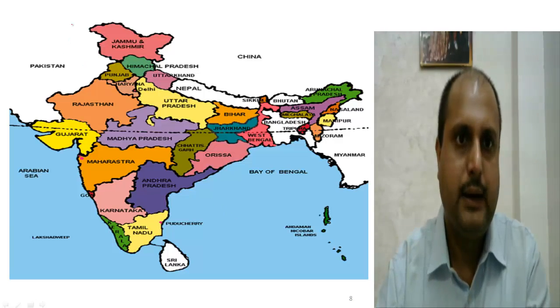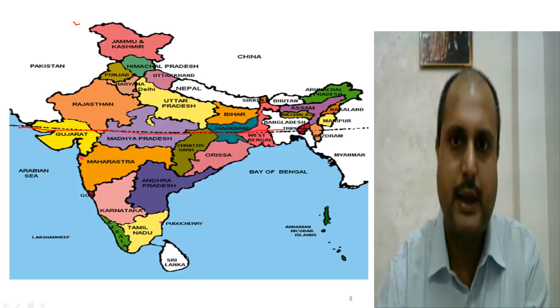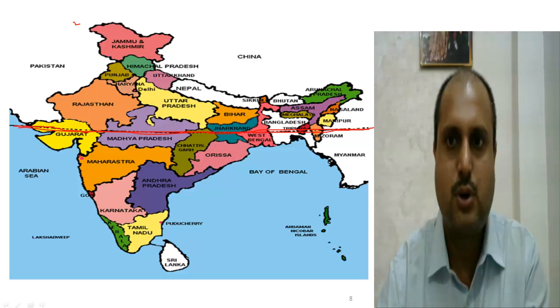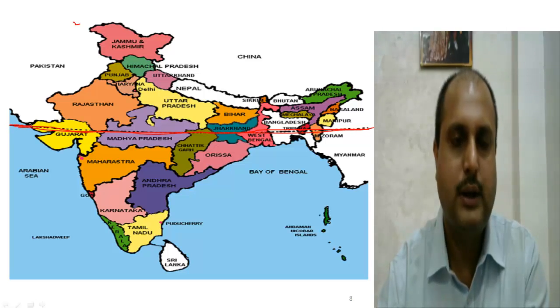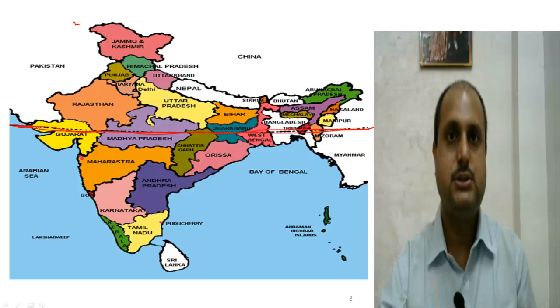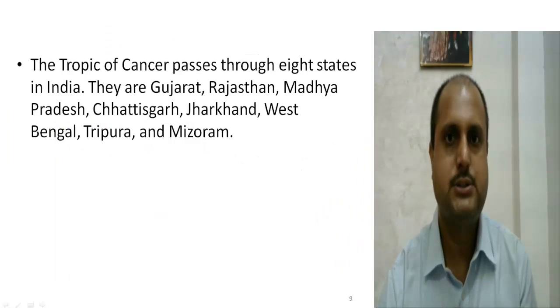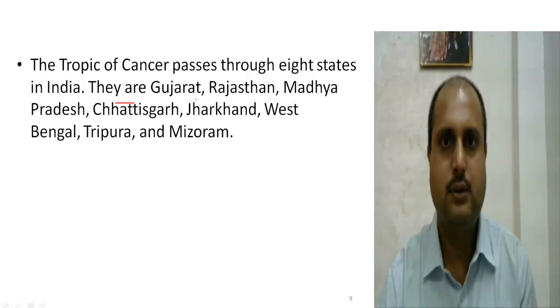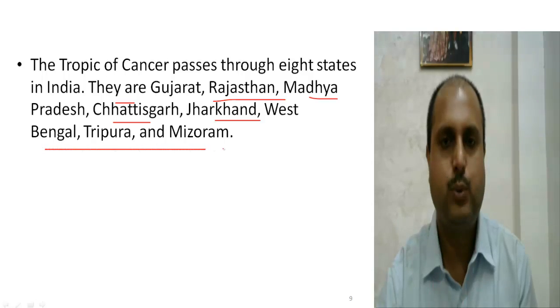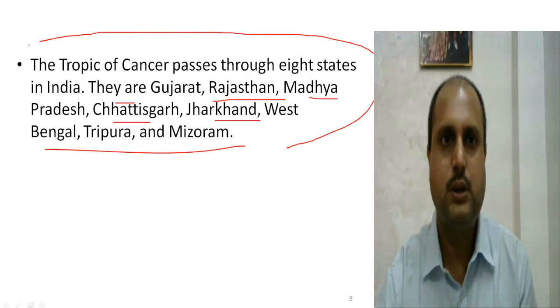Now if we talk about India, this line is called the Tropic of Cancer. The Tropic of Cancer crosses and divides India into two halves. There are a total of 8 states crossed by the Tropic of Cancer. Which are these 8 states? They are Gujarat, Rajasthan, Madhya Pradesh, Chhattisgarh, Jharkhand, West Bengal, Tripura and Mizoram.